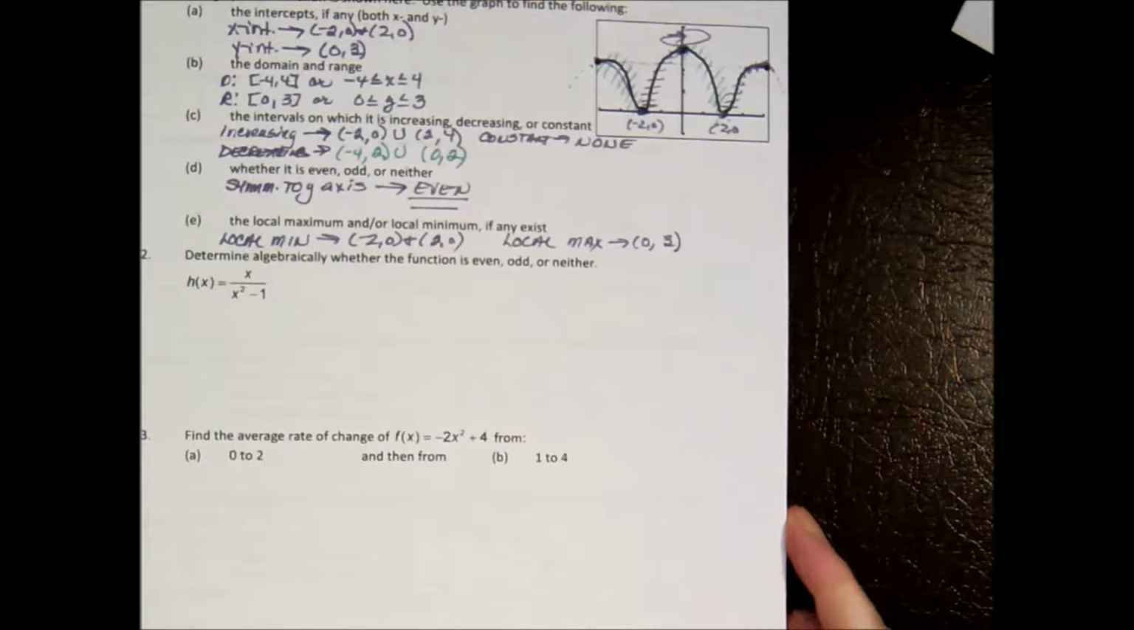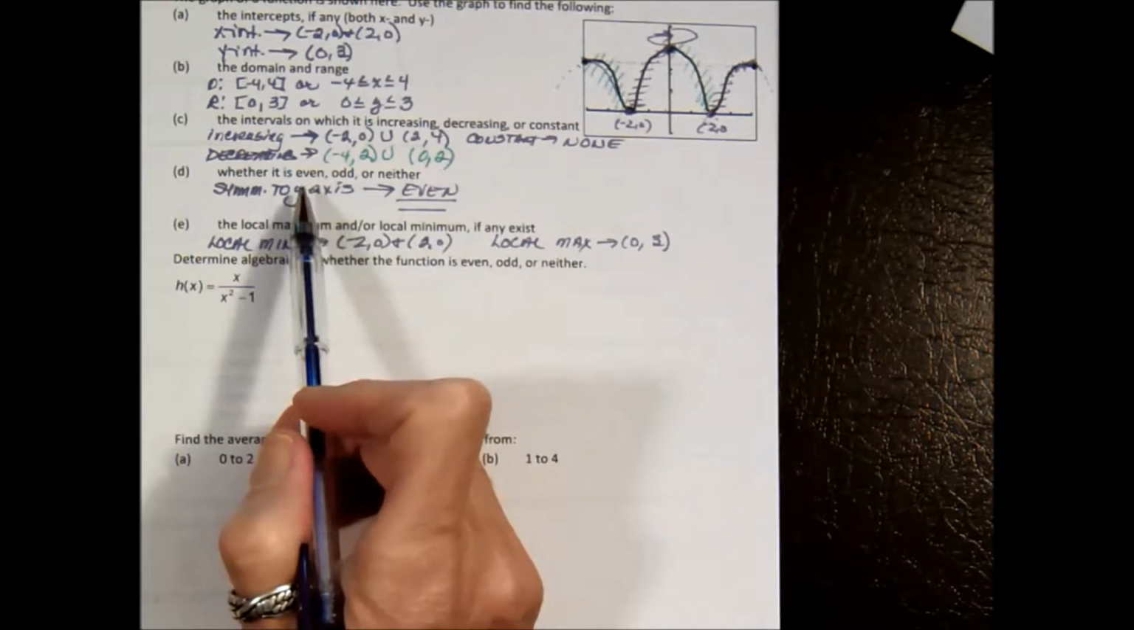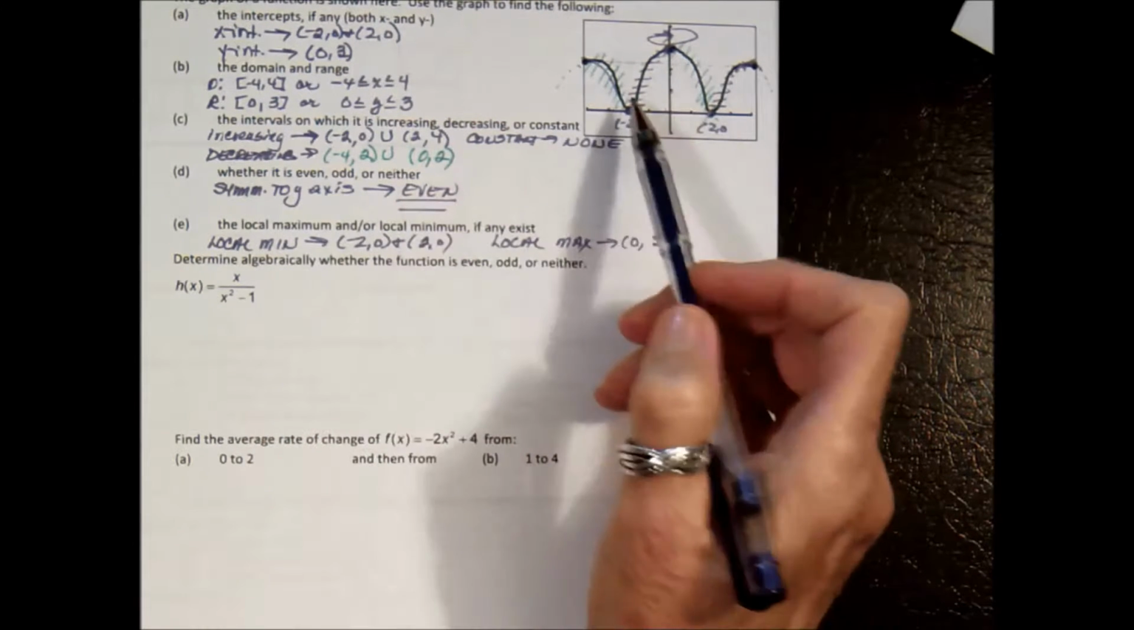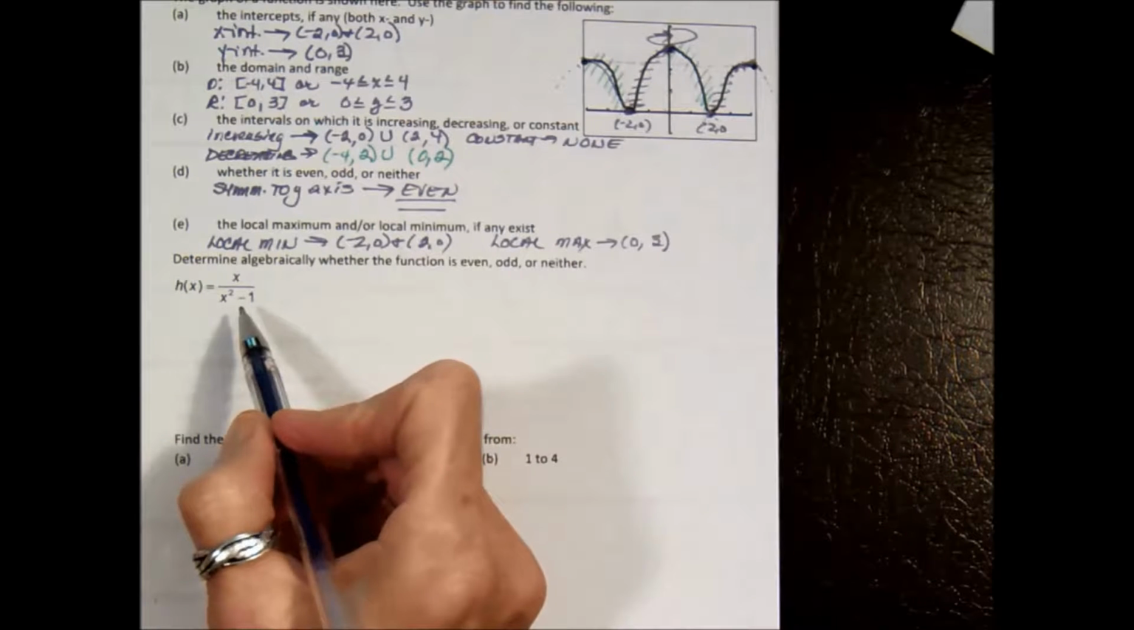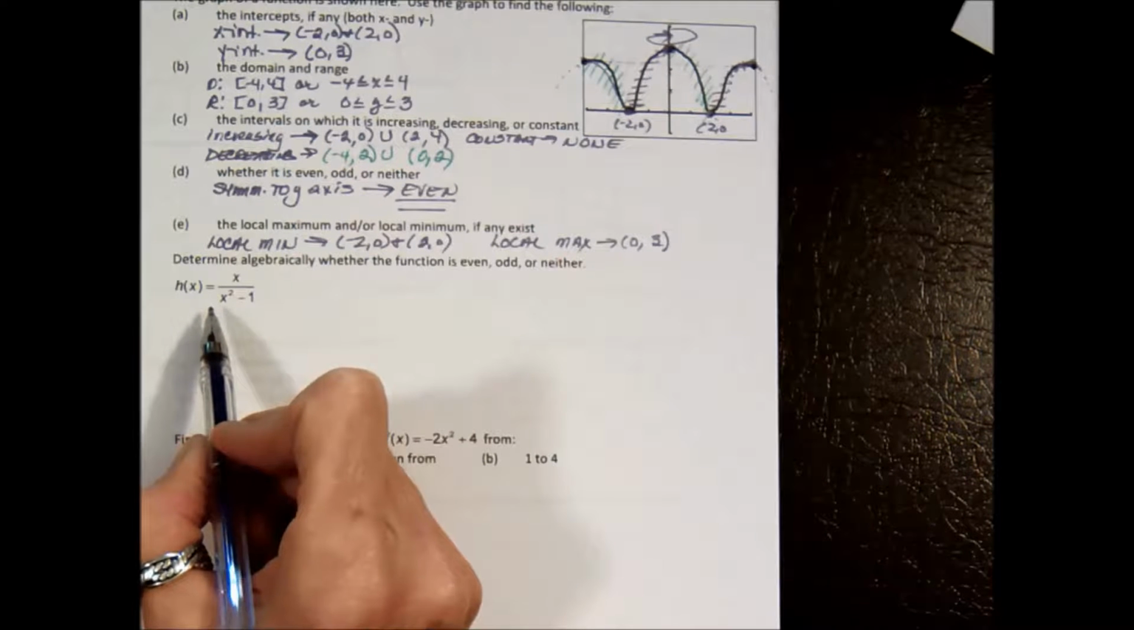Now it says determine algebraically, in number 2, whether the function is even, odd, or neither. This is not this function, by the way. This is a different function. Up in example 1, we determined it by inspection. Here we're going to determine it algebraically. And I've told you all along, the first thing you always do is you test negative x.